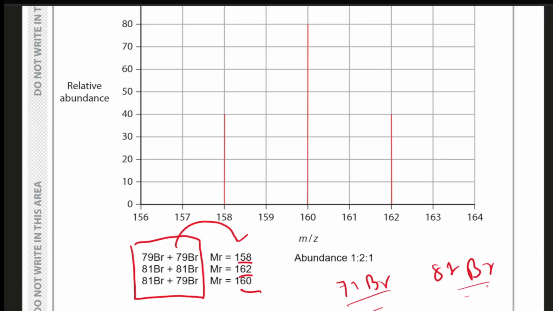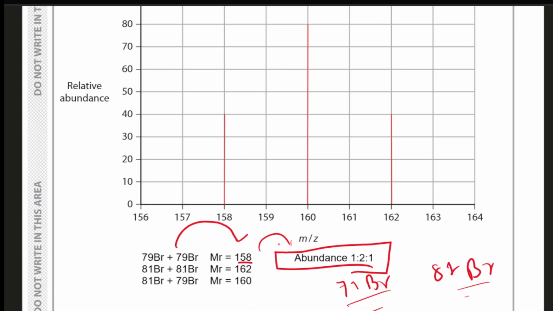Now the abundance may vary, but this is just a molecular ratio we can find if we find the ratios of these three by dividing by the smallest number. That is the abundance, which basically means they're trying to say that bromine-81 is 2 times more abundant compared to bromine-79.